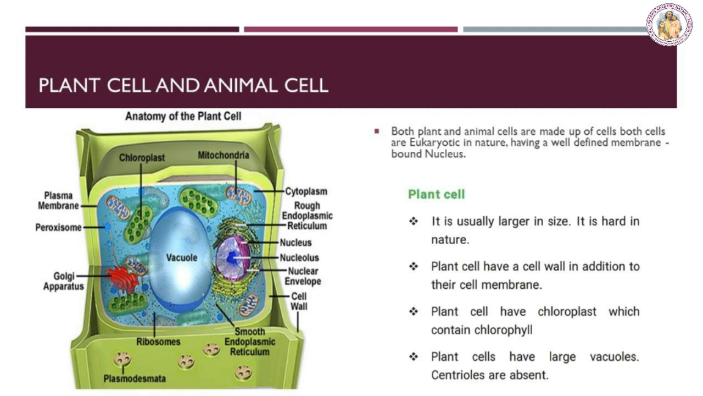Inside the plant cell, you can see the organelles like Golgi apparatus, chloroplast, nucleus, nucleolus, endoplasmic reticulum, cell wall, mitochondria, and the large vacuole.